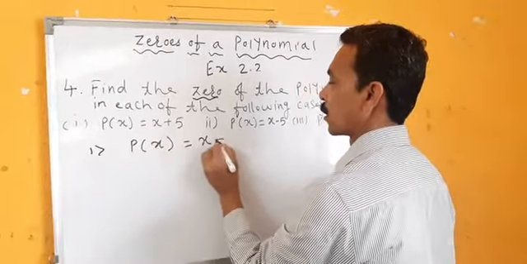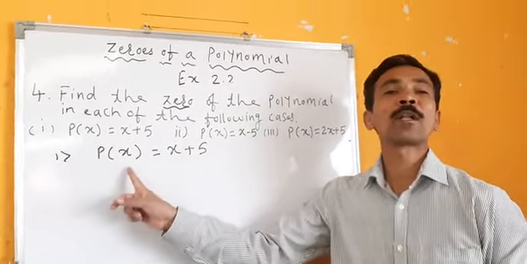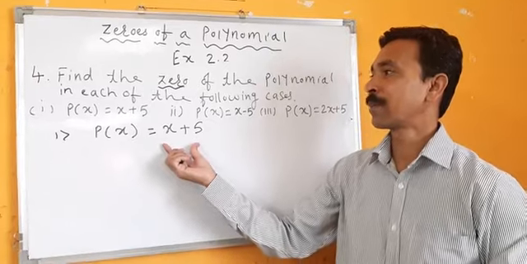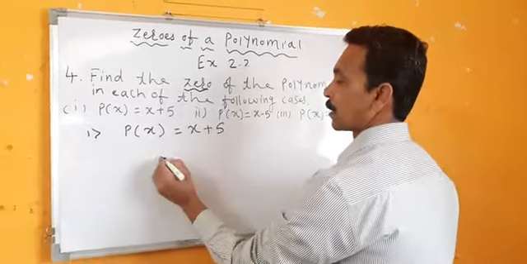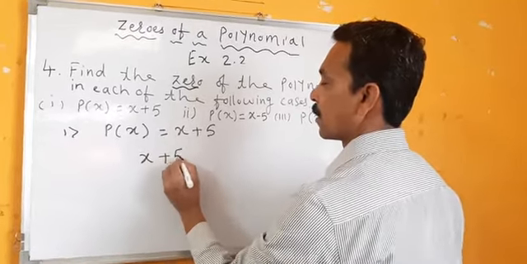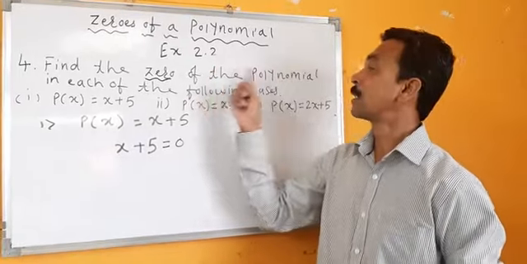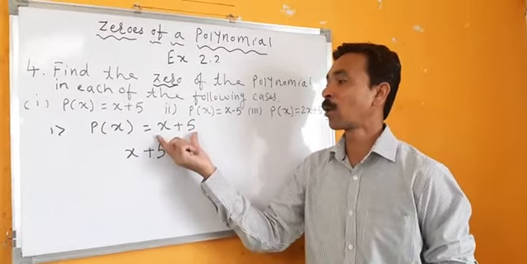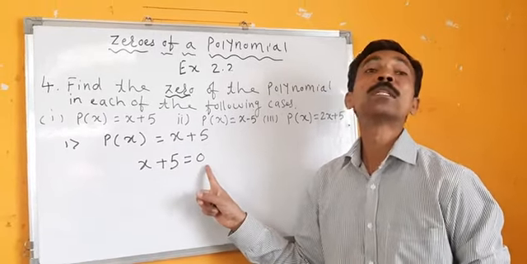P of x is equal to x plus 5. P of x means polynomial of x is equal to x plus 5. But what we have to find? Zero. So I will take this part, that is x plus 5, and I will write here 0, because we have to find the zero of the polynomial. What is the polynomial? X plus 5. So x plus 5 is equal to 0.